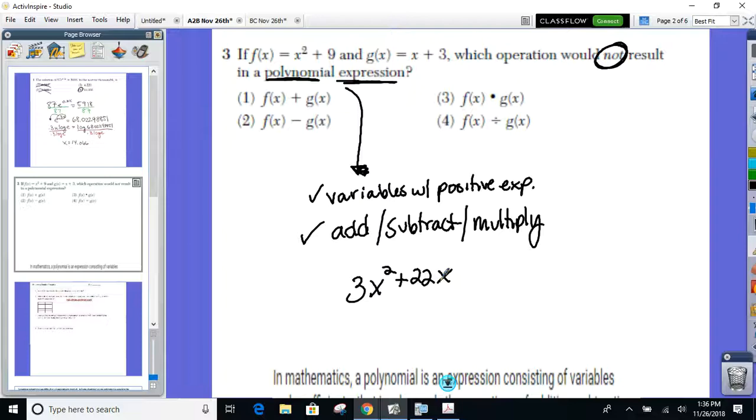Adding and multiplying. So if you take a look at these choices up here, which one's not going to result in one where I'm either adding, subtracting, or multiplying with positive exponents? The division one. I can't be dividing. This right here, x squared plus 9 over x plus 3, is no good. Every possible scenario. Remember that.